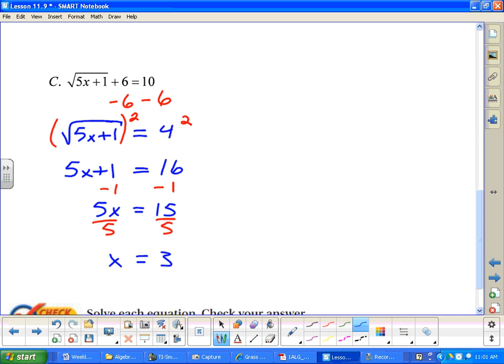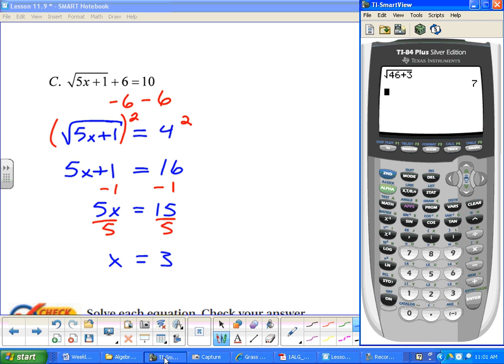And once again, very important that you check your answer. So I can do this one on my calculator also. Square root, 5 times 3 plus 1 is under the radical. And then press the arrow key so that it's now outside the radical, plus 6. And does it equal 10? Yes, it does. So I did it correctly.